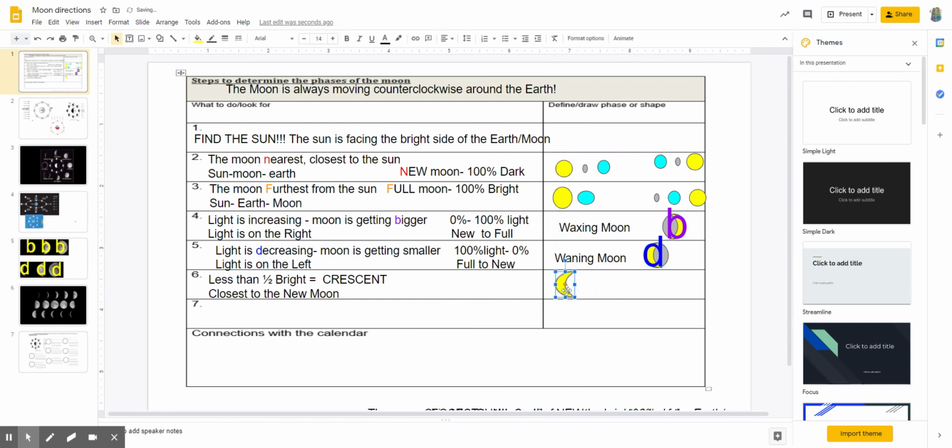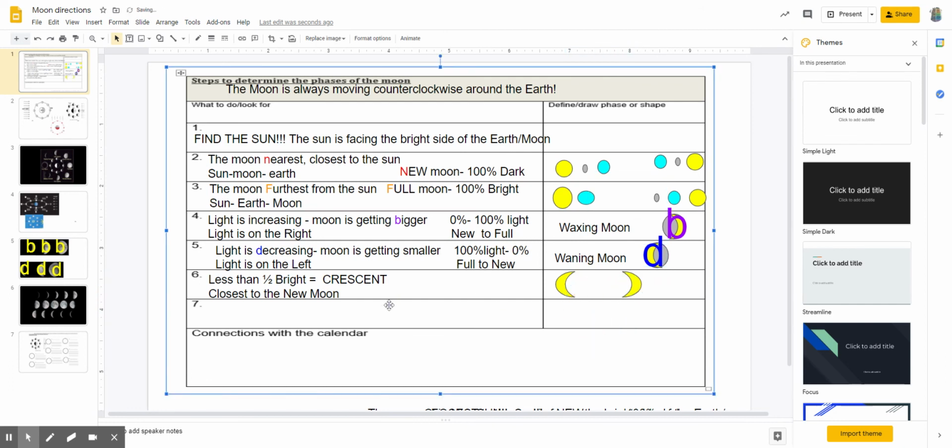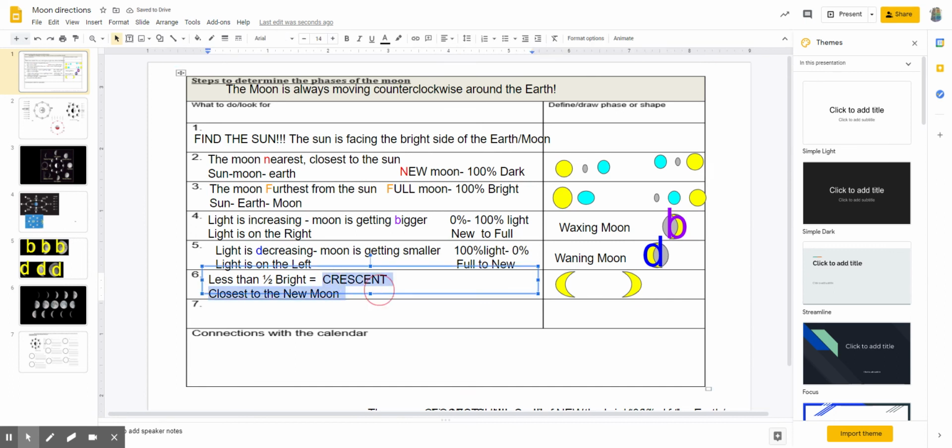That's a waning because the light makes a D. And if we reverse it, that would be our waxing. The light is making a B. Our crescent moon.